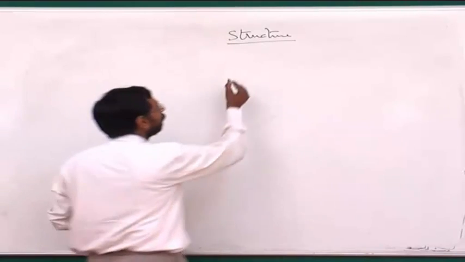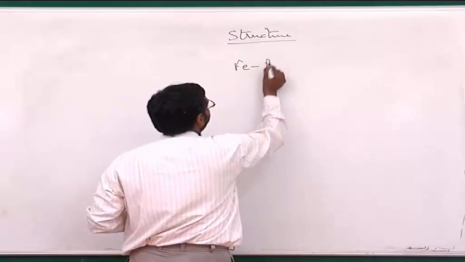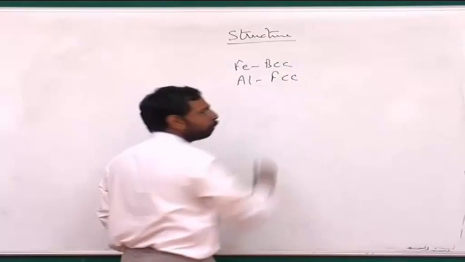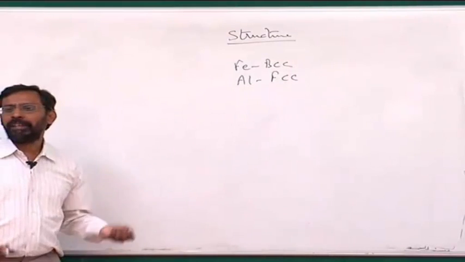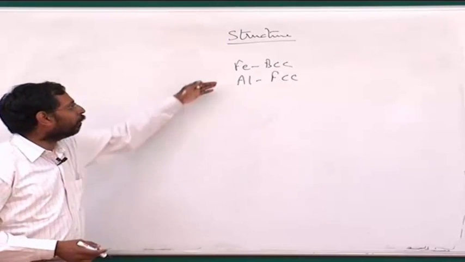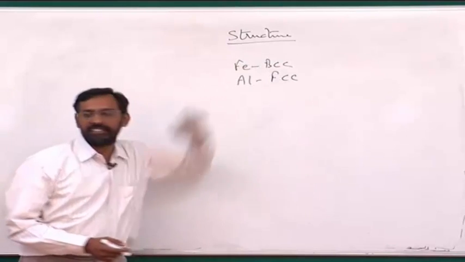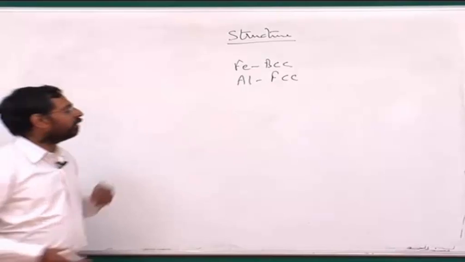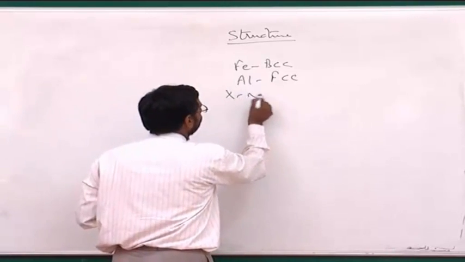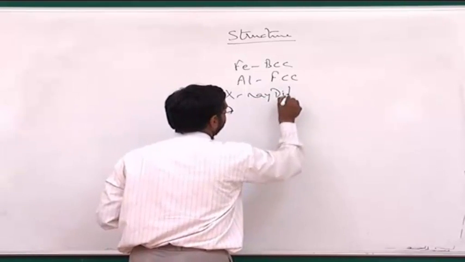If I say a material like iron has a BCC structure at room temperature and aluminum has an FCC structure at room temperature, can I determine that by certain means? So there are ways to find out that it has this structure, it has that structure by using certain diffraction techniques, and one of the most important techniques is X-ray diffraction.